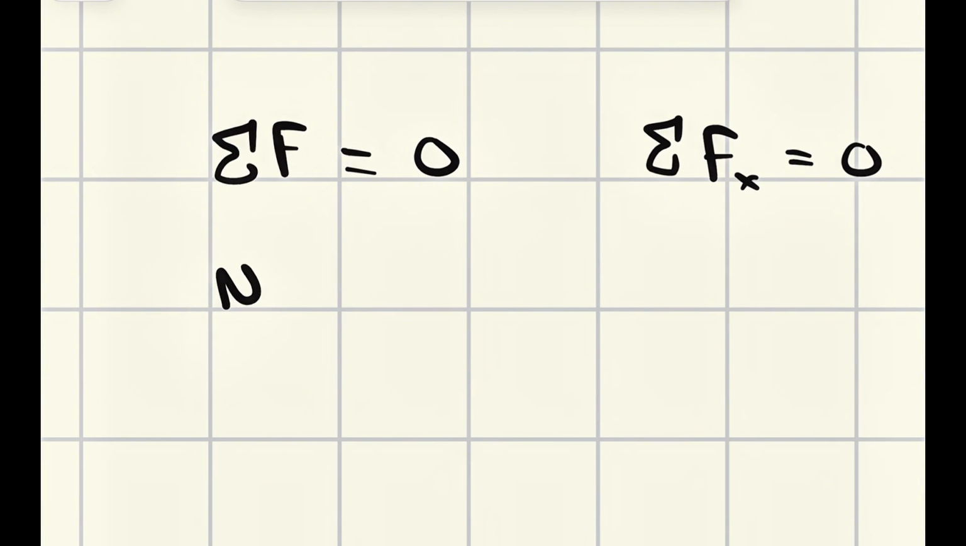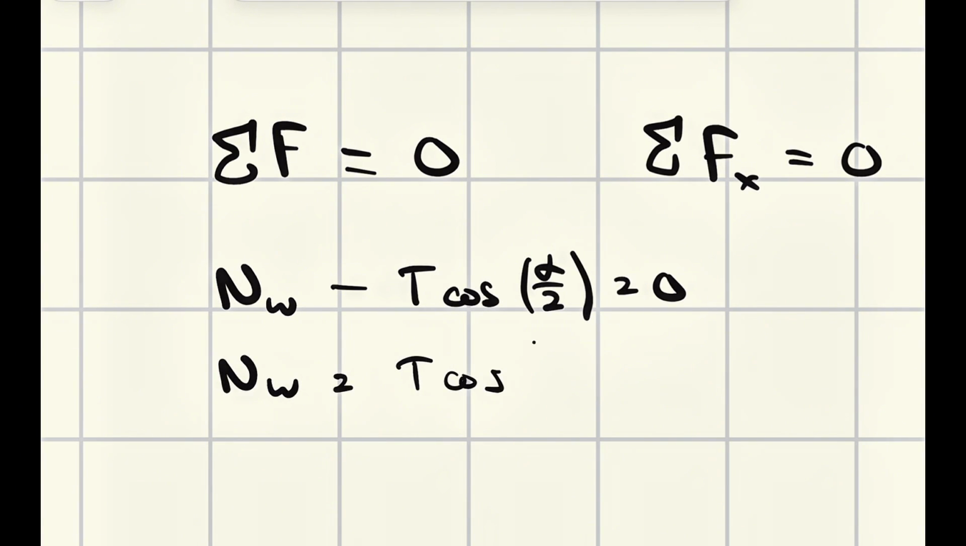So you don't get distracted, I would write it like this: normal force of the wall minus tension cosine alpha divided by 2 equals 0. This is the sum of forces, and these two are opposite, that's why it's just minus. If I move T cosine alpha over, the normal force of the wall equals T cosine alpha divided by 2.